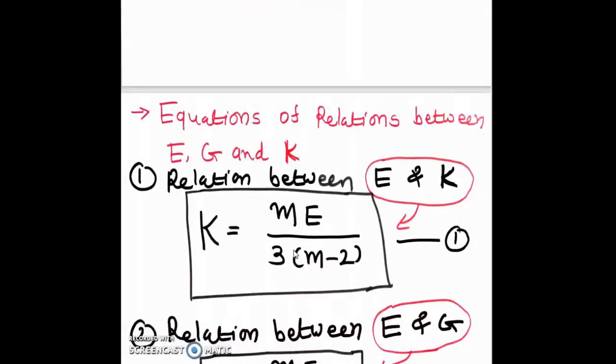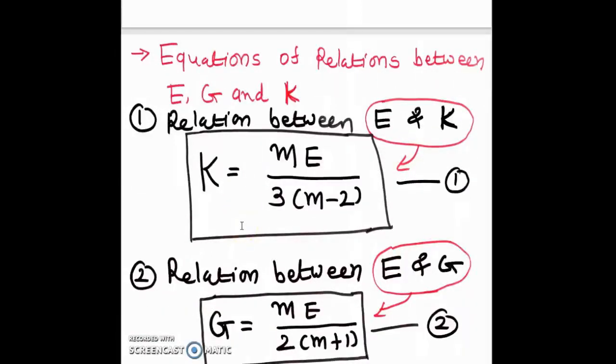Now, equations of relation between E, G and K. There are three equations which develop the relation between three moduli: Young modulus, shear modulus and bulk modulus. It is very important. First we look at the relation between Young modulus and bulk modulus. K is equal to mE upon 3(m minus 2), where m is the Poisson's ratio and E is the Young modulus. Using K we can find the Young modulus, and using Young modulus we can find the bulk modulus.